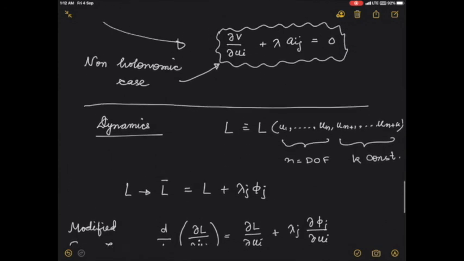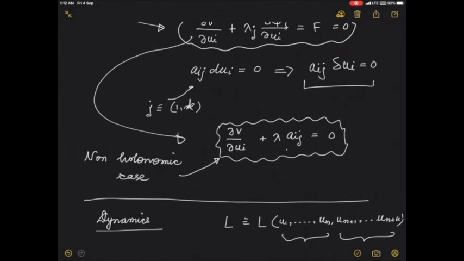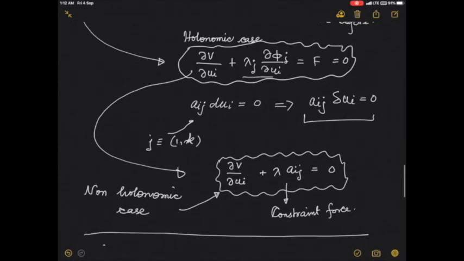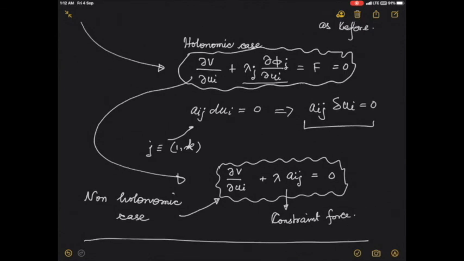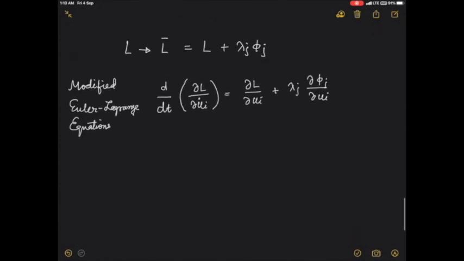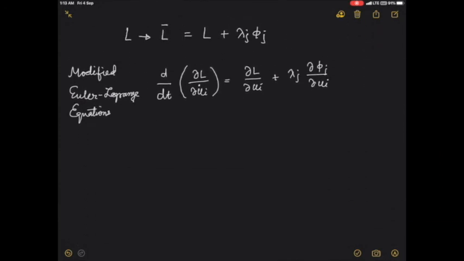Okay, one thing I forgot to tell you here is that this part is the constraint forces. So del V del ui gives you the external force, lambda a_ij gives you the constraint force, or this, also the same thing, gives you the constraint force. Because you are working in a coordinate system where you have not restricted all the constraints, you can now see the constraint force in action. Now this is the case for holonomic.